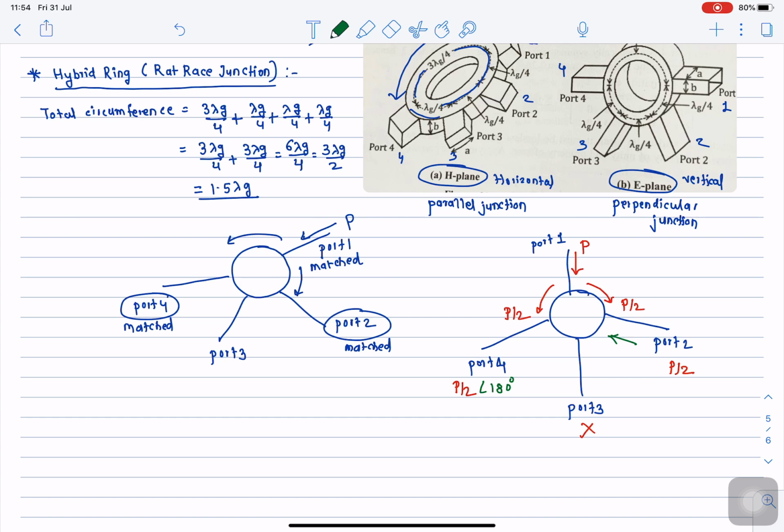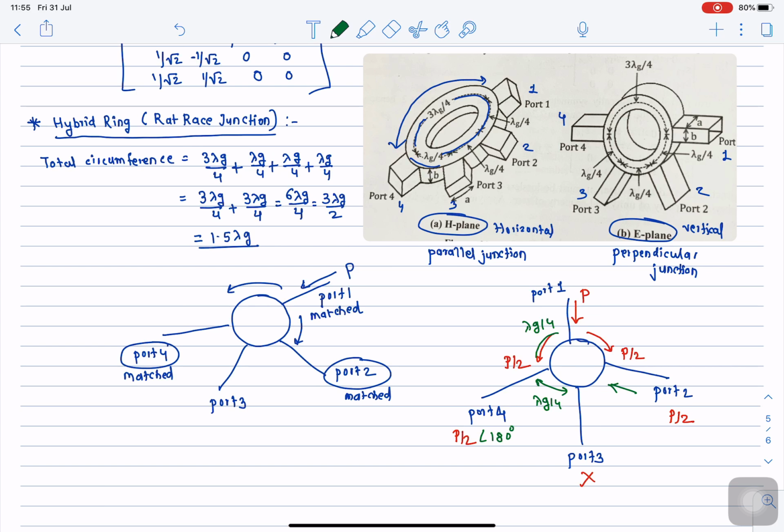So the wave which is fed to port 1 cannot appear at port number 3, because of the phase shift difference. See, all these ports are separated by lambda g by 4. Okay, so why you are not going to get any signal at port number 3 is this: if you travel along the path, these two ports are separated by lambda g by 4, and these two ports are again separated by lambda g by 4. Okay, all these adjacent ports are separated from each other by lambda g by 4. Again, this is a lambda g by 4.